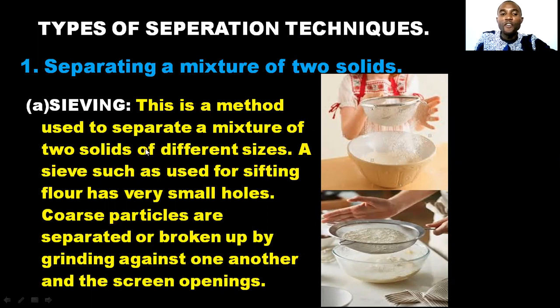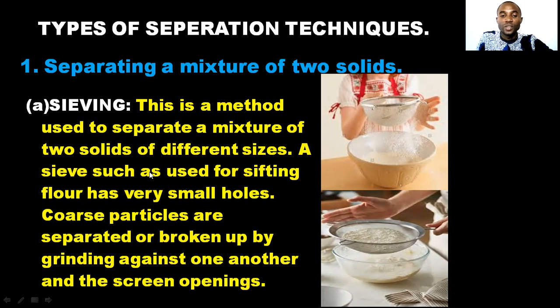So one of the separation techniques is sieving. Sieving method, the way we use a sieve at home. This is a method we use to separate a mixture of 2 solids of different sizes. Some of us use it in our houses.